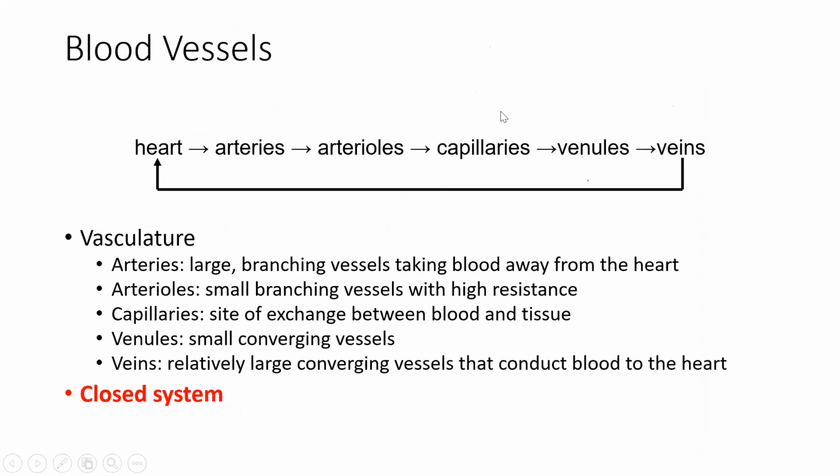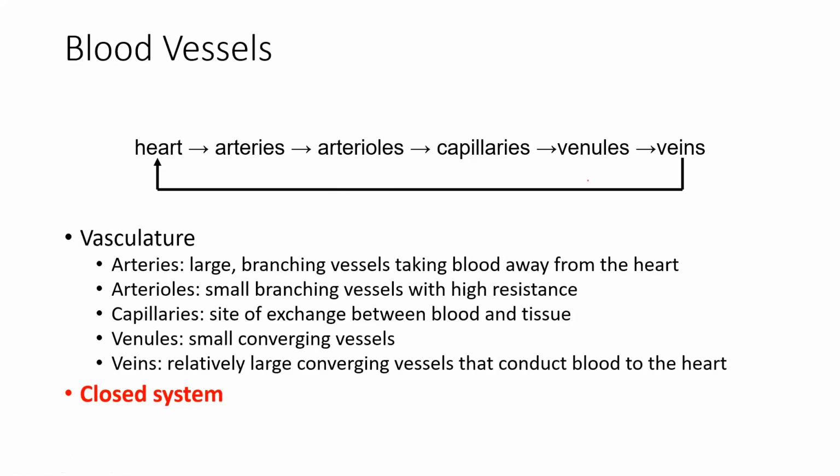Looking at some of the blood vessels that we encounter. So we start out with the heart. And remember, we're leaving the left ventricle here in order to enter our biggest arteries, which happens to be the aorta. So we go into our arteries, and then blood travels from arteries into smaller arteries, which are called arterioles. From arterioles, we head into capillaries, which are really tiny vessels.